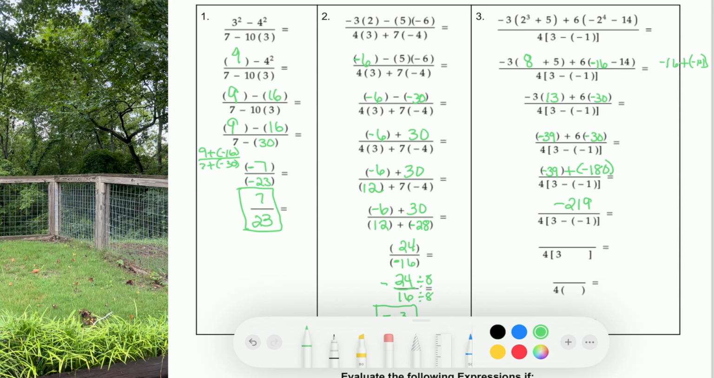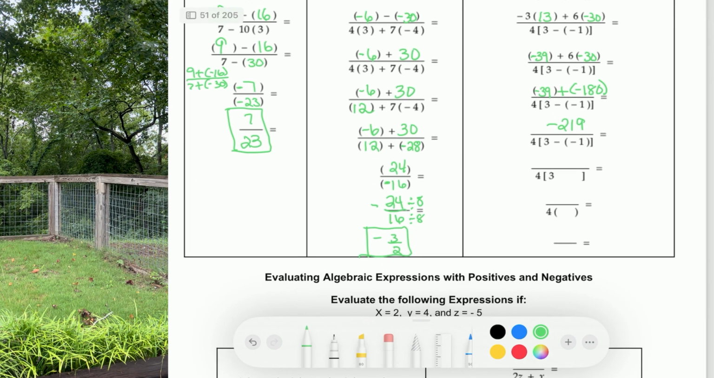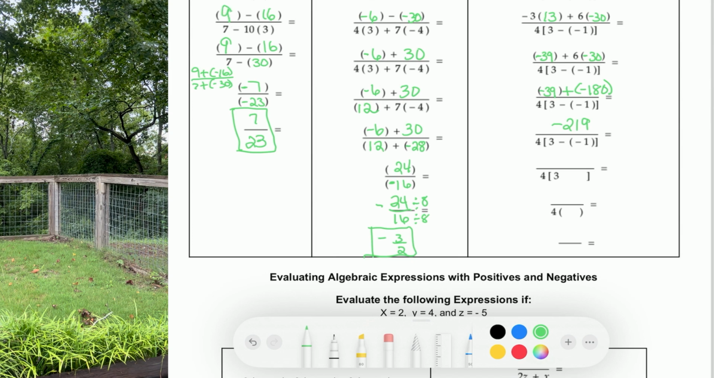Now we can deal with the bottom of our problem, the denominator. So I'm going to rewrite the 219 here. All right, so what we're going to do here is to keep it, change. So this becomes plus 1, which is 4. We now have 4 times 4, which is 16. So our answer is 219 over 16.